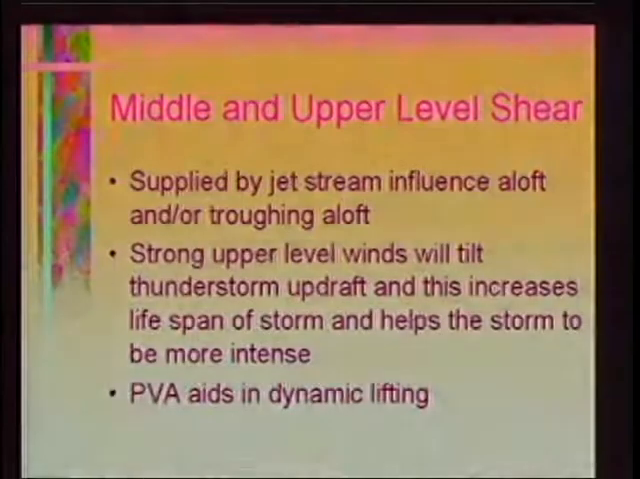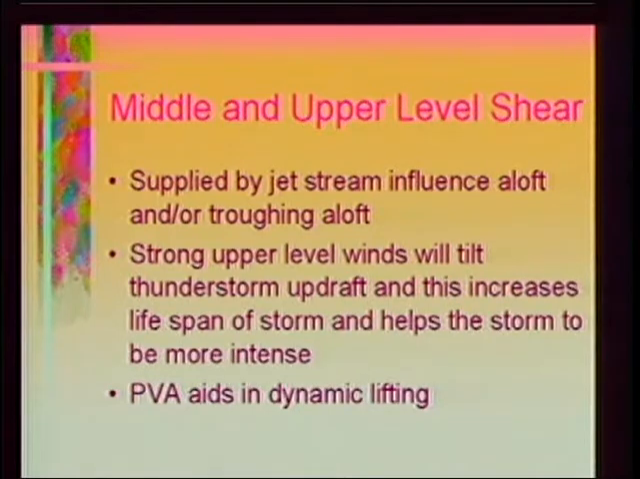Next, we'll look at middle and upper level shear. So far, we've looked at wind shear mainly near the surface in the lowest 3 kilometers. But the middle and upper troposphere is also important when it comes to shear. Middle and upper level shear is supplied by the jet stream influence aloft and our troughing aloft. Strong upper level winds will tilt the thunderstorm updraft, and this increases the lifespan of the storm and helps the storm to be more intense.